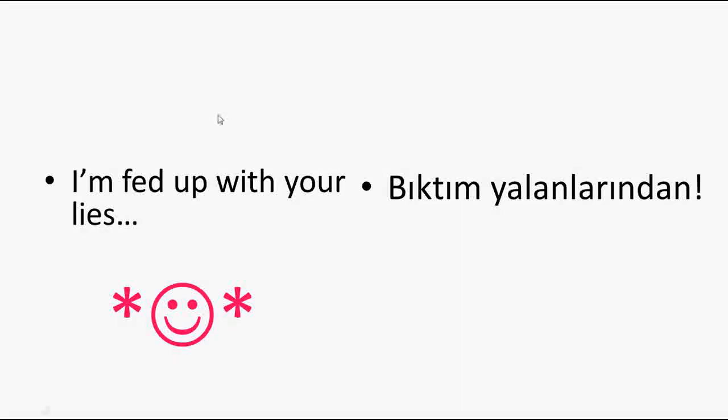Well, this standard example: I'm fed up with your lies. So you heard a lot of lies from someone, and you want to show your dissatisfaction against that person. So you say bıktım yalanlarından. Yalanlarından means from your lies. The actual literal translation is from your lies. In English, it depends on the structure of the verb that you use, so it may change. Bıktım yalanlarından. That means I'm fed up with your lies.